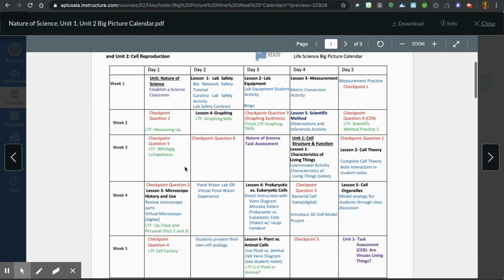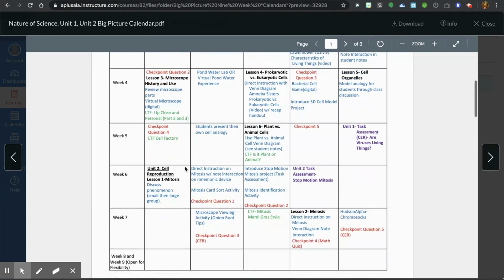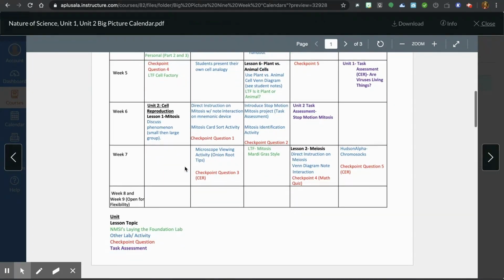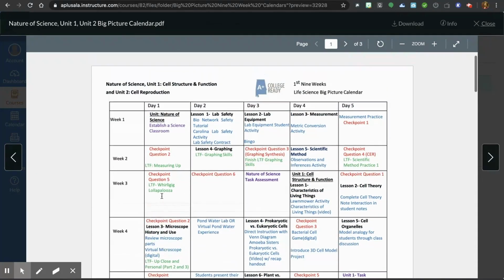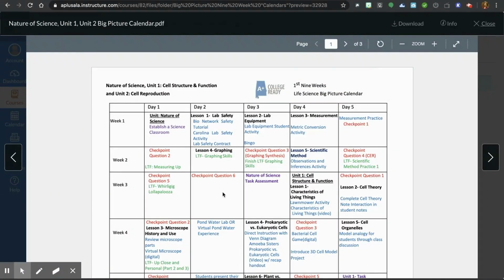If you look closely on the left-hand side, this calendar is broken down into 9 weeks, with weeks 8 and 9 open for flexibility. We understand that things happen. In my school, those things are homecoming week. So we've built in some flexibility within these calendars. However, we try to make it as easy as possible for you to follow.